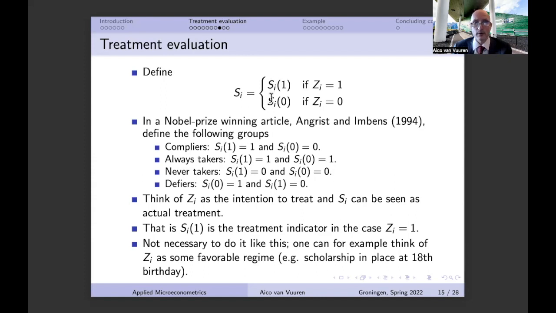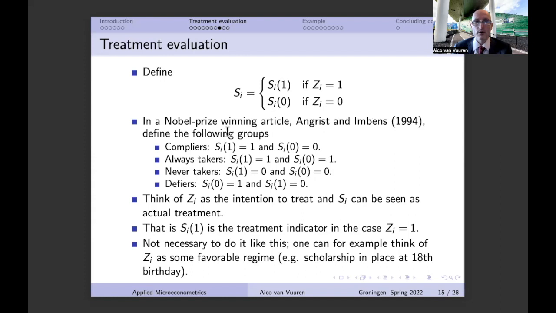Well, then based on a Nobel Prize winning article, this is from Angrist and Imbens. It's actually a pretty old article from 1994. It's especially interesting for the Dutch students over here. Well, in 2021, half of the Nobel Prize went to David Card, and the other half went to two persons: Angrist, who is from the United States, and Guido Imbens, who is originally from the Netherlands.